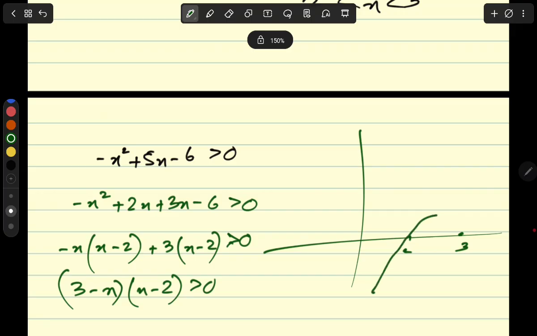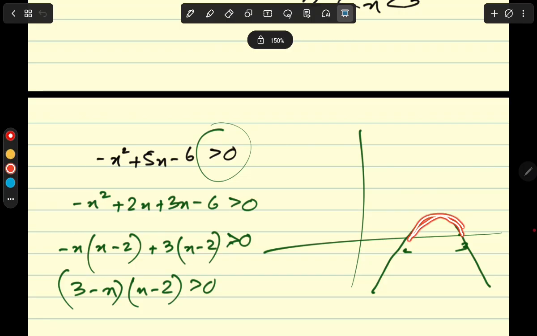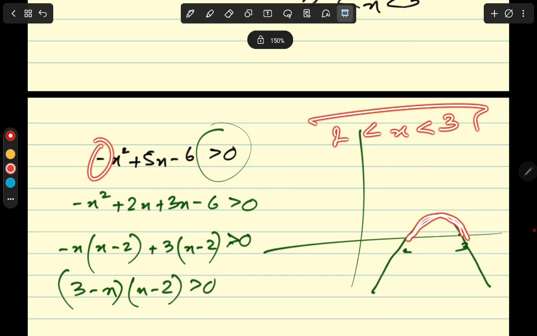However, the parabola is now opening downwards, right? And if you had to find the values of x for which the graph was greater than 0, then you are now, my friend, dealing with this range, the inside range. Just one change of sign and everything completely flips over. So this range is now between 3 and 2 for which the function of x is greater than 0.